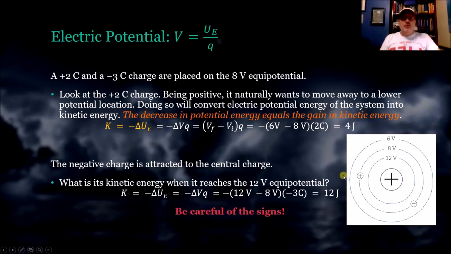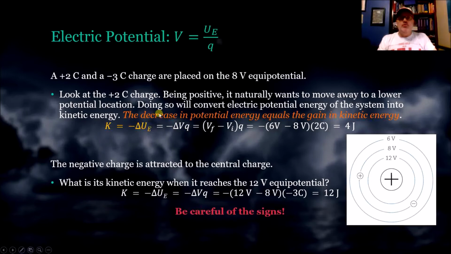Anytime we have a decrease in electric potential energy, we're going to have a gain in kinetic energy. So right here, the amount of potential energy that is lost will equal the amount of kinetic energy that's gained, just like when we drop something, right? The amount of potential energy that was lost as it falls equals the amount of kinetic energy it gained. So don't make it hard, just be careful of your signs.